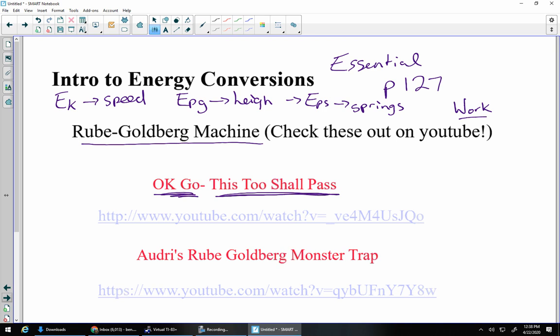And then there's also this one we can watch. This one's more cute than anything. Audrey's Rube Goldberg Monster Trap. You can Google search that one as well. And it's 5 minutes of your time. Pretty entertaining. Anyways, you can put the video on pause and check those out right away. Go for it.